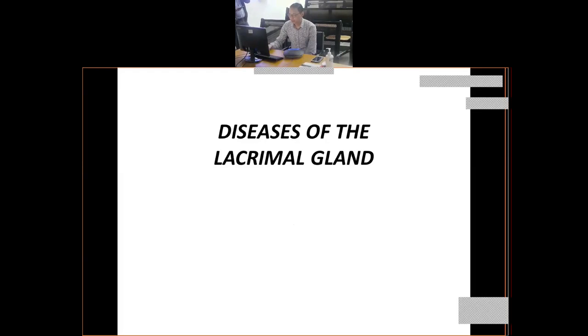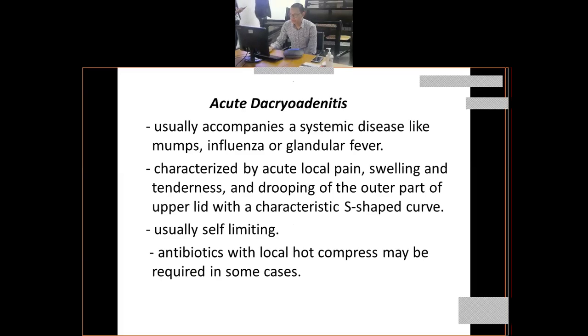Diseases of the lacrimal gland. First, we'll see dacryoadenitis. Dacryoadenitis is the inflammation of the lacrimal gland. It can be acute or chronic. First, we'll see acute dacryoadenitis.